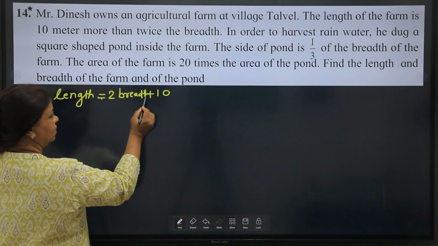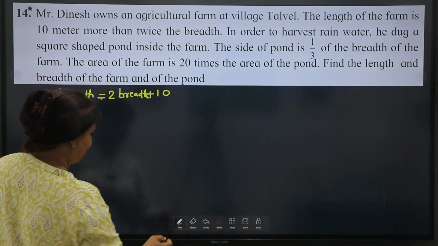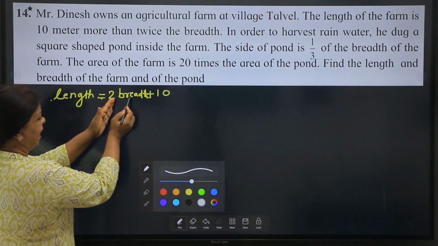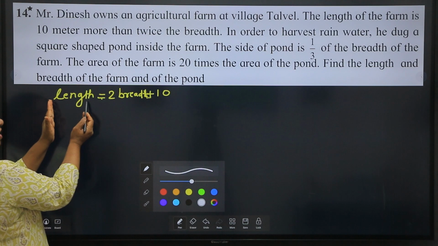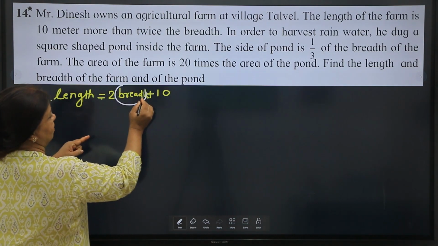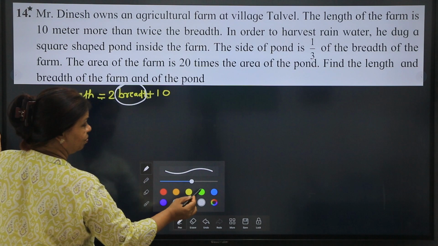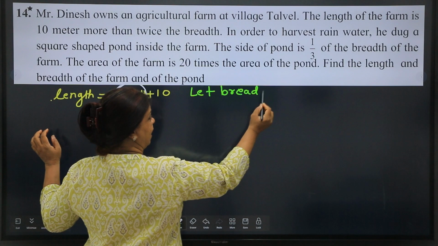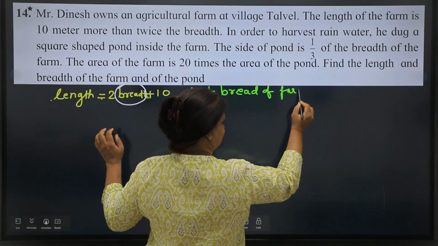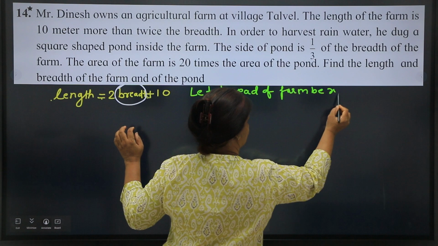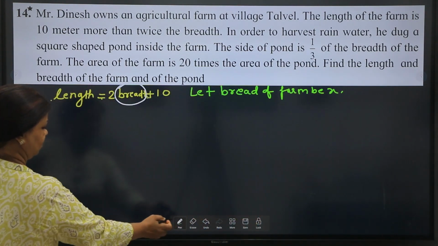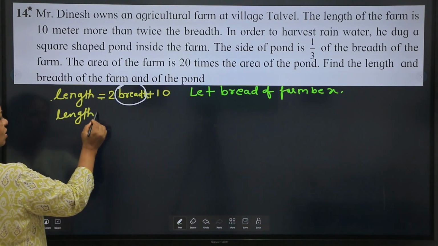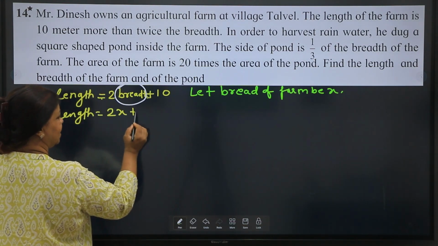Okay, so length is there. Let us assume breadth is some number, length is alone. So we will be assuming breadth. Let breadth of the farm be x. So what will be the length? So the length will be equal to 2x plus 10.